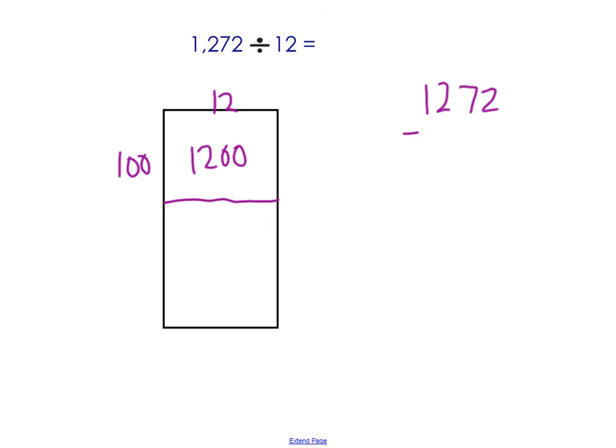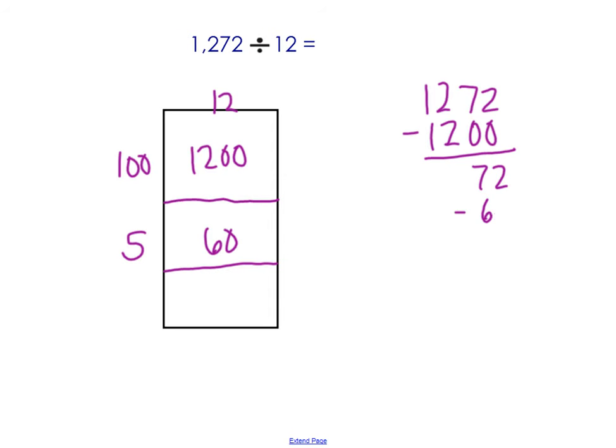So now we can take away 1200 from 1272, and we have left over 72. So how many 12s will get us 72? I know that 5 times 12 is 60. So I can take away 60 from that, and that gives me 12 remaining.